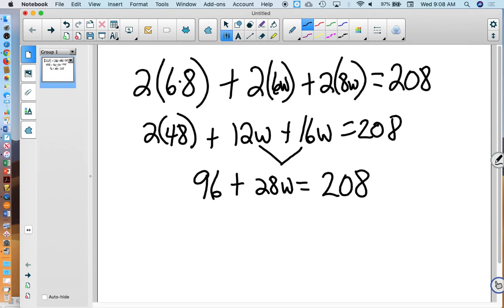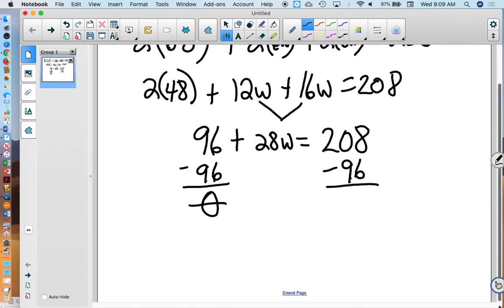Now I've simplified it. Am I ready to solve it? So what do I do first? What do I do first? Kaden? Subtract 96 from both sides. Subtract 96 from both sides because I'm creating what we call a zero pair. That leaves me with 28W equals, well, what is 208 minus 96? 112.